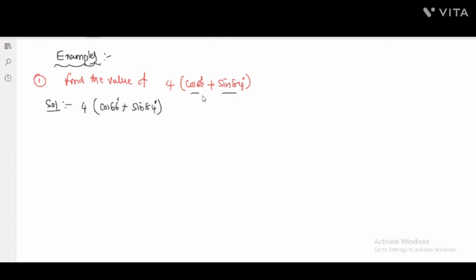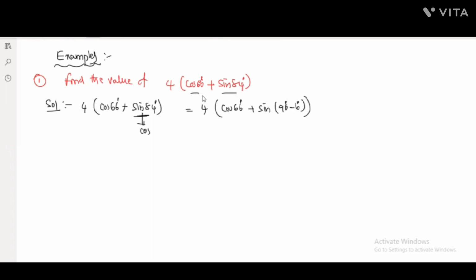Here I'll take this sine 84 and try to change it into cos terms. So 4 into cos 66 plus sine 84 can be written as sine of 90 minus 6 degrees.